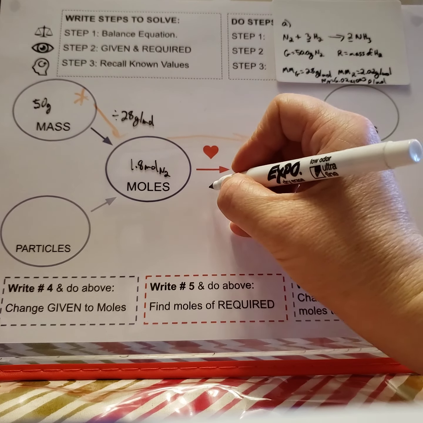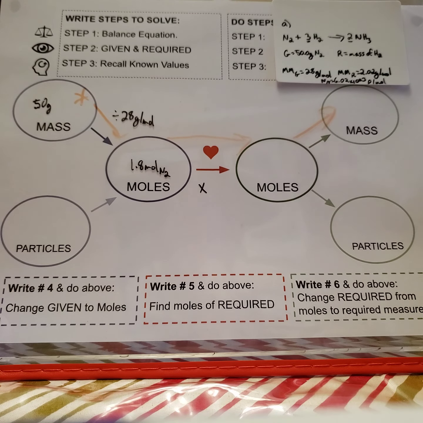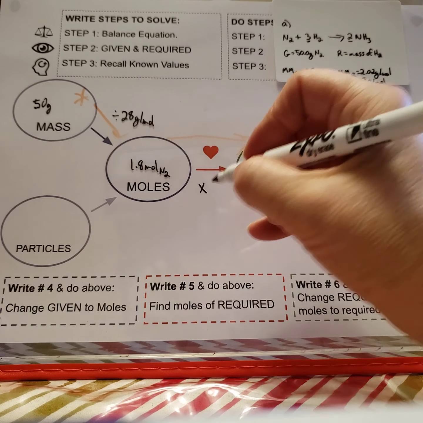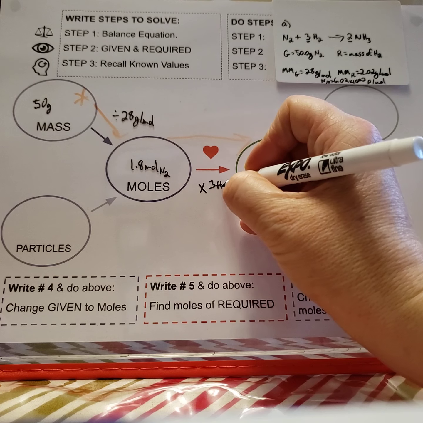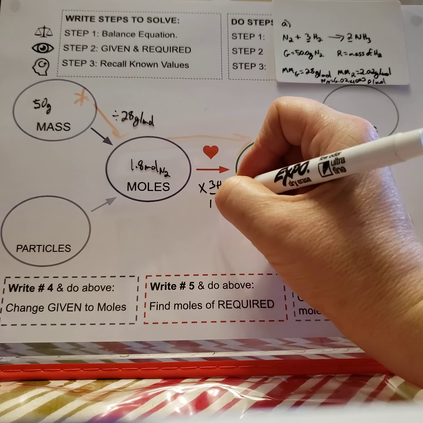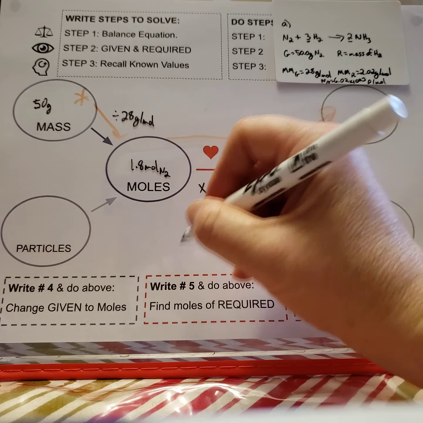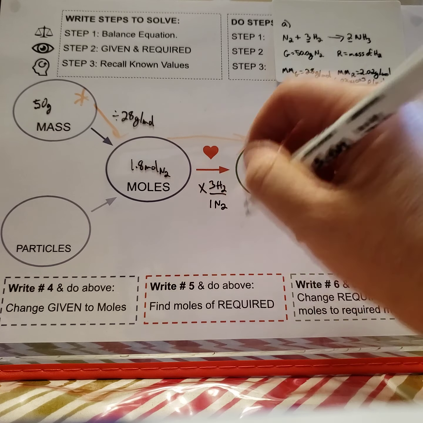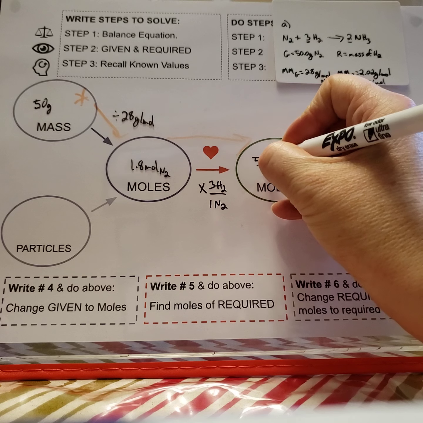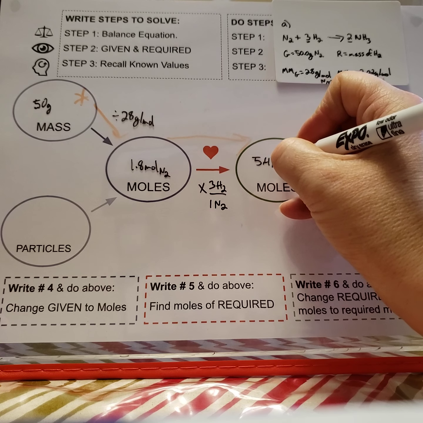Now we need to convert through our molar ratio. So back to our balanced chemical equation, we have 3 hydrogens for every 1 nitrogen. So it is 1.8 times 3, and then just divided by 1, so that does nothing. We are going to get 5.4 moles.